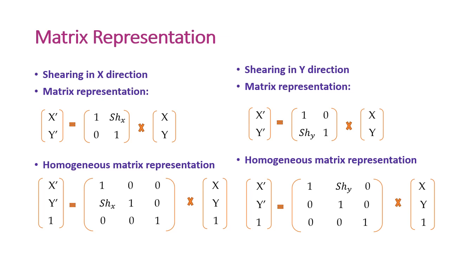Now homogeneous matrix representation for shearing in y direction is [x' y' 1] is equal to [1 0 0; shy 1 0; 0 0 1] into [x y 1].